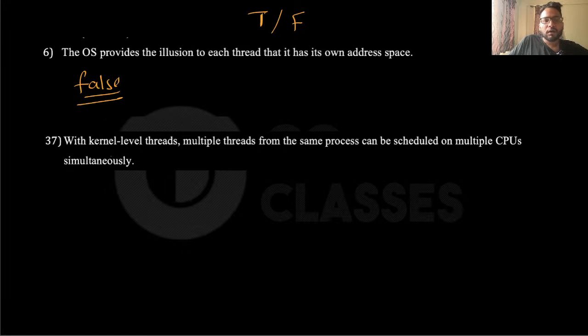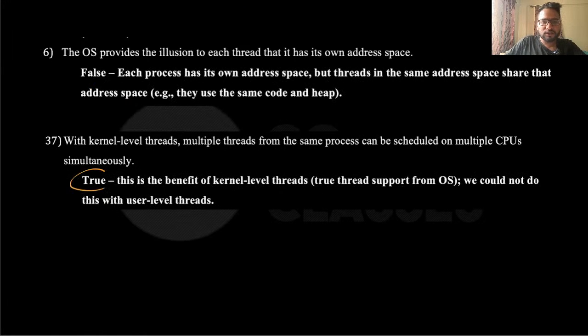What about this one? Don't go with these numberings, they are just random numbers. With kernel level threads, multiple threads from the same process can be scheduled on multiple CPUs simultaneously. Let me know if this is true. With a kernel level thread, can you do it? Yes, I think we can, definitely. So the answer is yes. With a user level thread, we cannot do it, right? So this is true, and that is false.